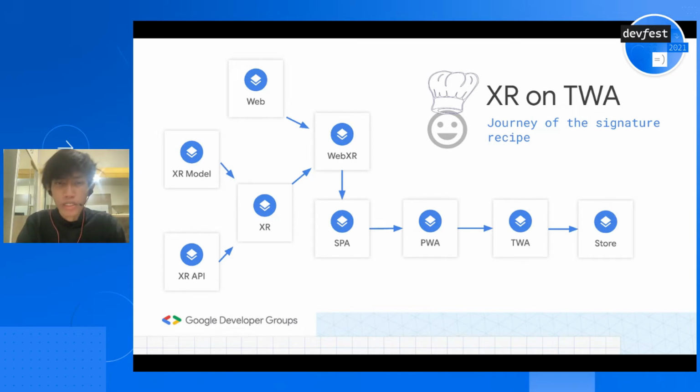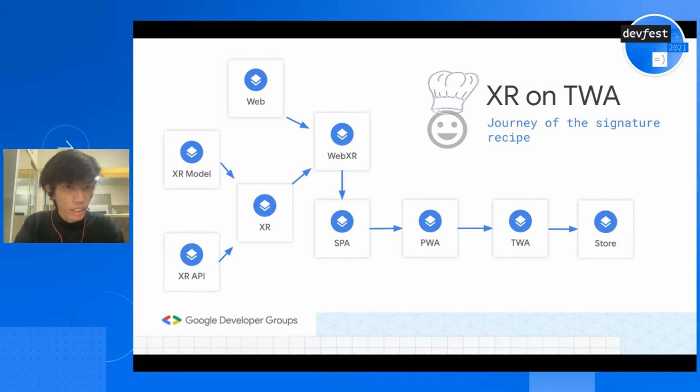But this is not just web, because this will be transformed into something at the next level called TWA, where XR can be a native application like the usual ones built with Android Studio or Unity. The output of the XR is pretty much the same, but it's actually kind of different. That's it. Here is the journey of the signature recipe that Jeff really tried to prepare. As we can see, there are the XR model and the XR API. I will talk about all of this flow little by little.